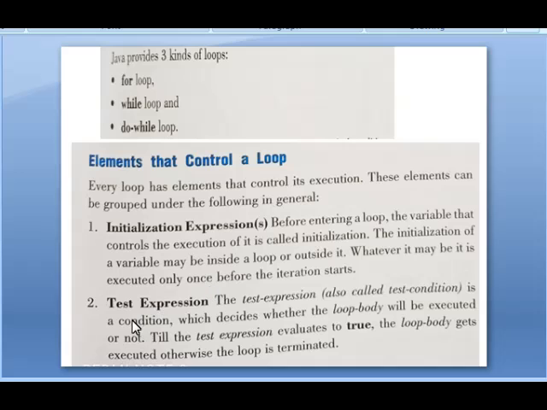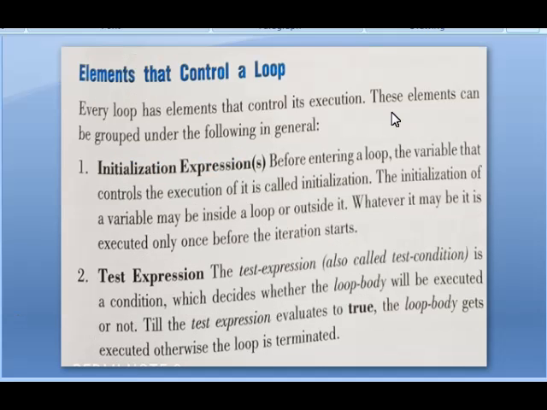The next one is test expression. The test expression, also called test condition, is a condition which decides whether the loop body will be executed or not. Till the test expression evaluates to true, the loop body gets executed, otherwise the loop is terminated. The loop first checks the condition and decides whether the statements inside the loop are to be executed. If it is true, it will execute; if the condition becomes false, it will terminate the loop.